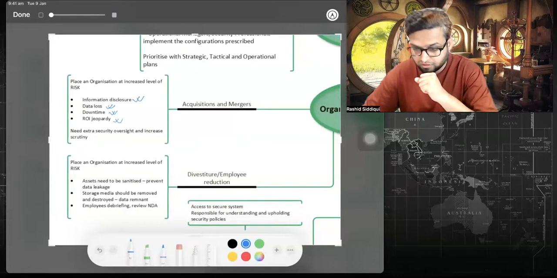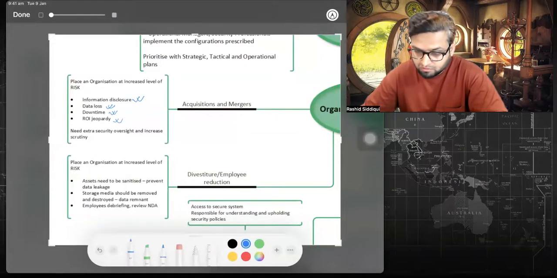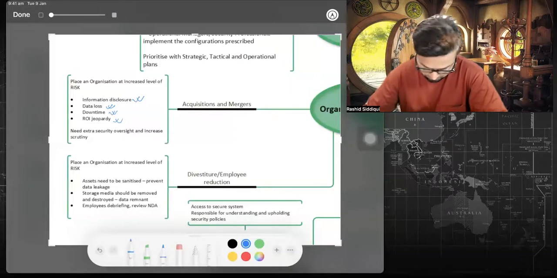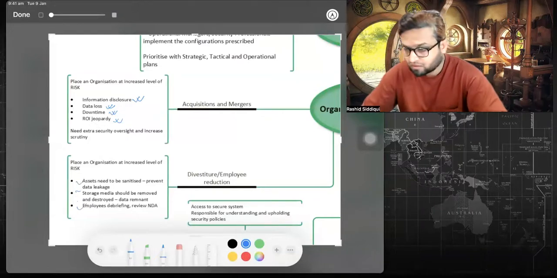So here, what we have to be concerned with is that proper sanitization of the assets which we are getting rid of is taking place. We are preventing any data leakage. Storage media should be removed and destroyed. There should not be any data remnant, and employee debriefing, NDA review, exit formalities, and all those things should take place, right? So these are the key things which we should be concerned with.